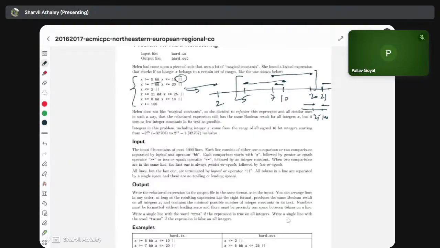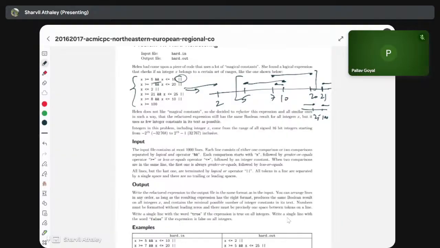So the final constraint has to be something like minus infinity to 2, 5 to 25, and 100 to infinity, right? So this is what we had to print. X is less than or equal to 2, or x is greater than or equal to 5 and less than 25, or x is greater than or equal to 100.